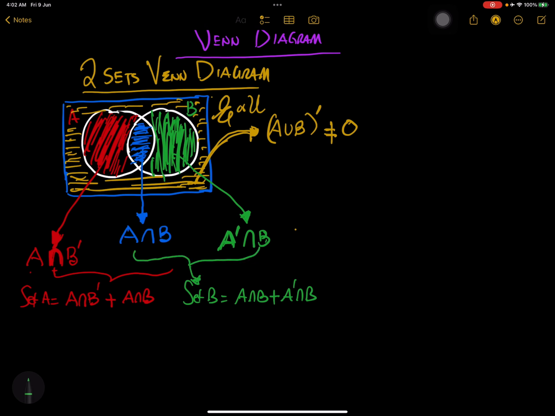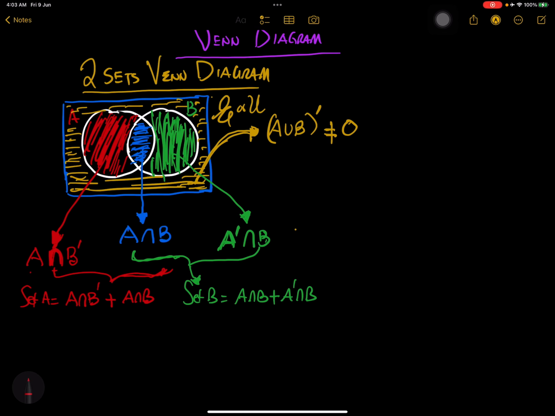But can you see that the A intersection B has become double instead of one? We can see that it is here and it's also there. But meanwhile, it's supposed to be only one, right?